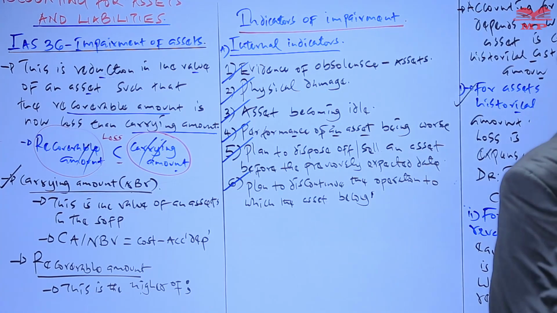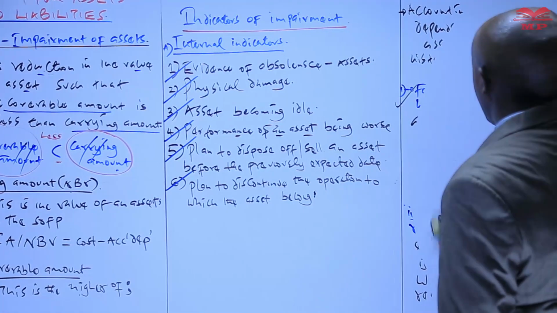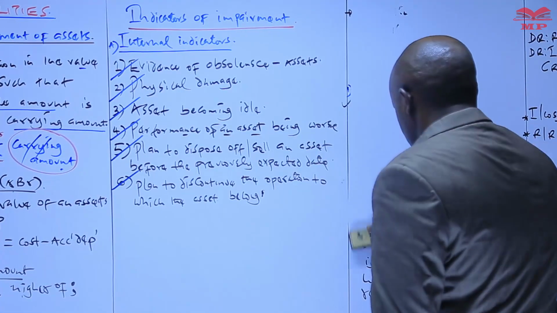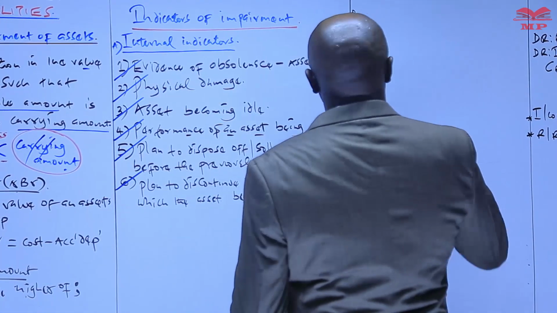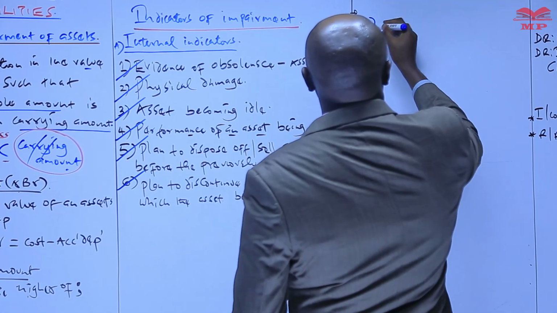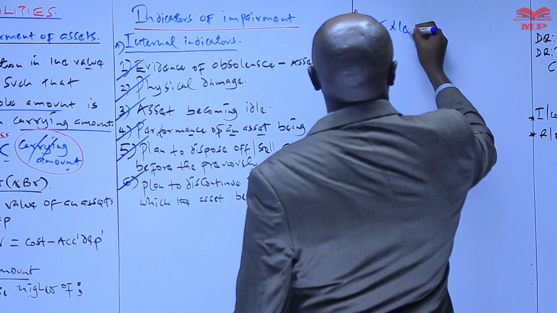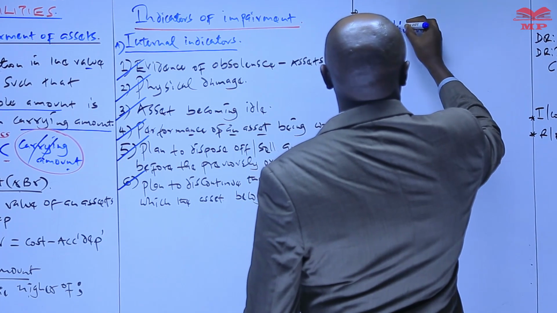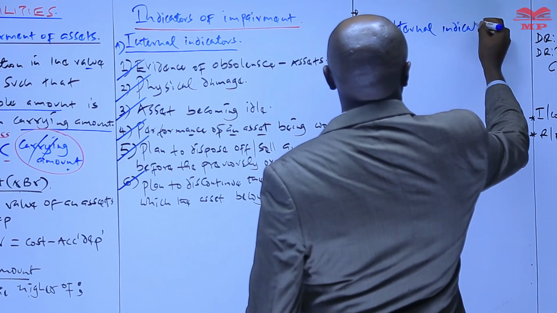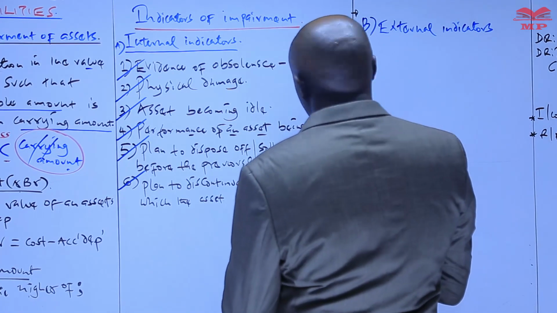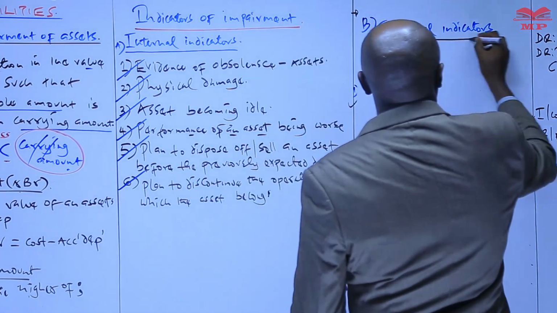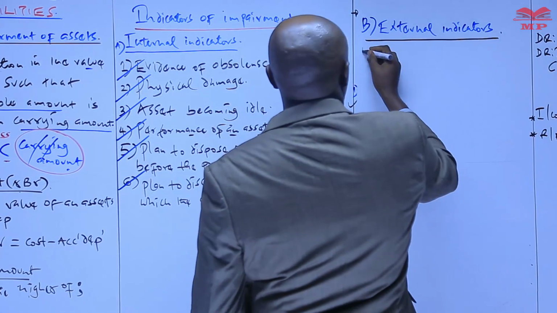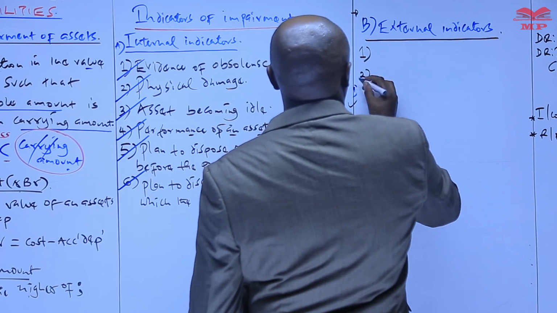So then let's proceed and look at external factors which could show that the asset is impaired. So external indicators of impairment. So external indicators are those particular factors which show that the asset could be impaired and which are not within the control of the entity.